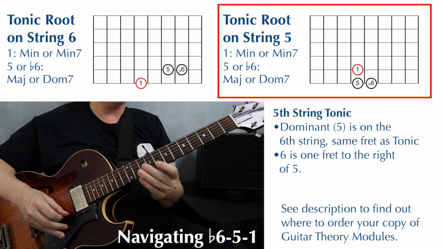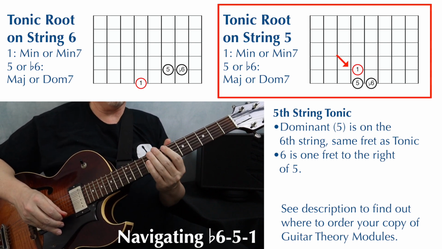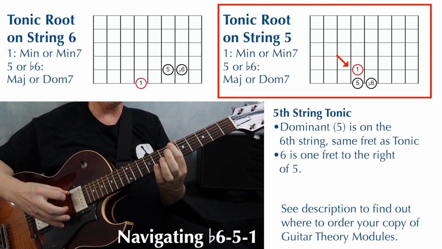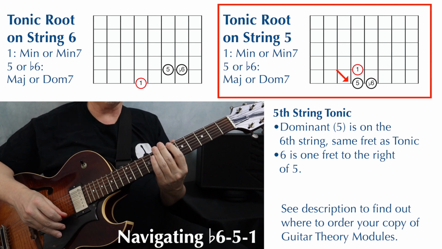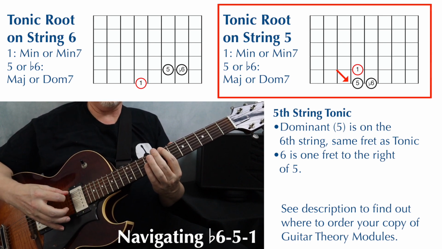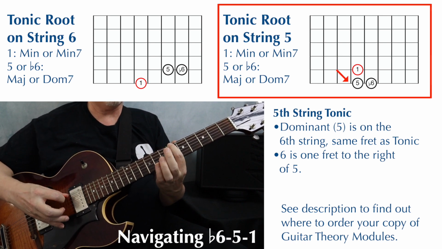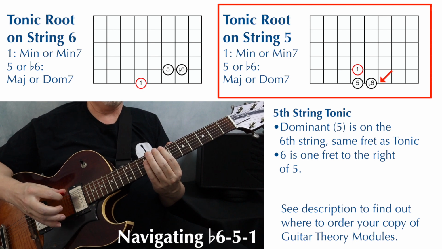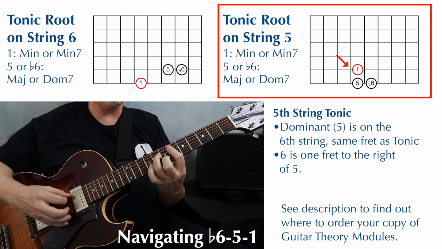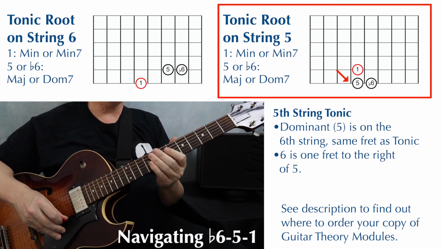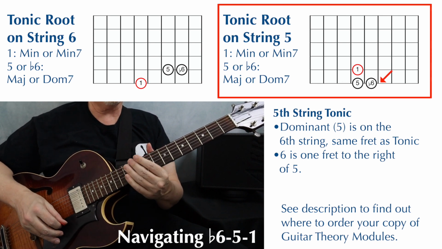Now, if the root of your tonic is on the 5th string, the root of your 5 or your dominant is going to be on the 6th string, same fret as your 1 chord, and your flat 6 is going to be located also on the 6th string, 1 fret to the right of your 5. So there's your 1, 5, flat 6. And again, for our 1 chord or our tonic chord, it's either going to be minor or minor 7. Our 5 and flat 6 can both be either major or dominant 7.